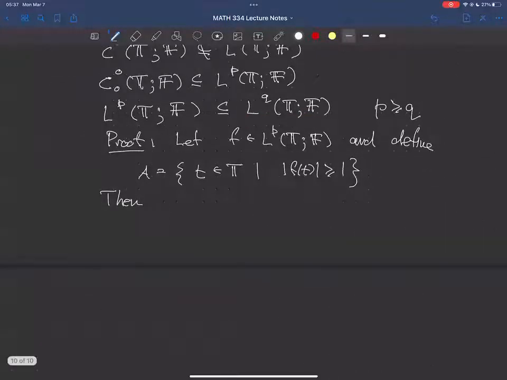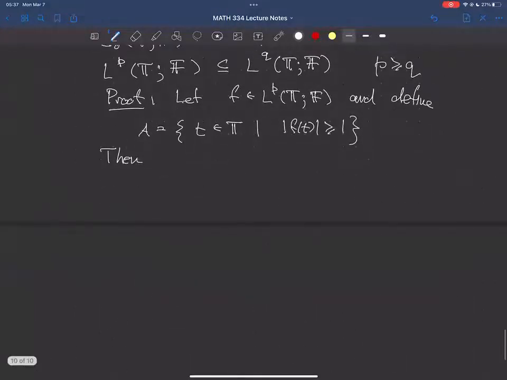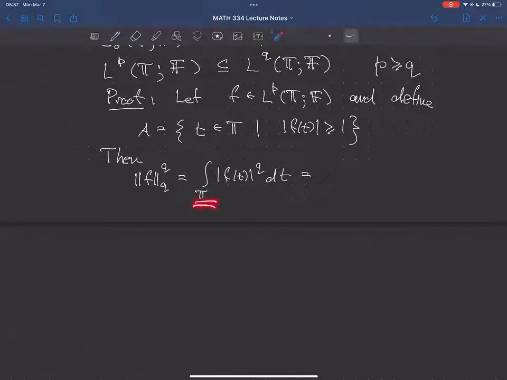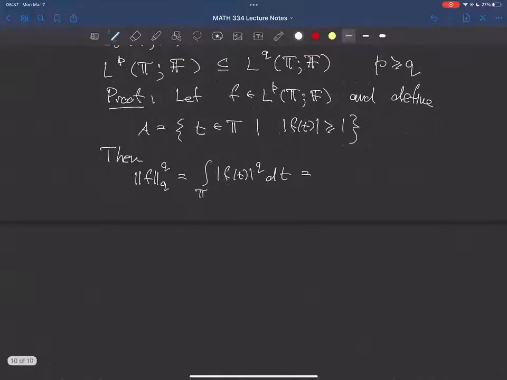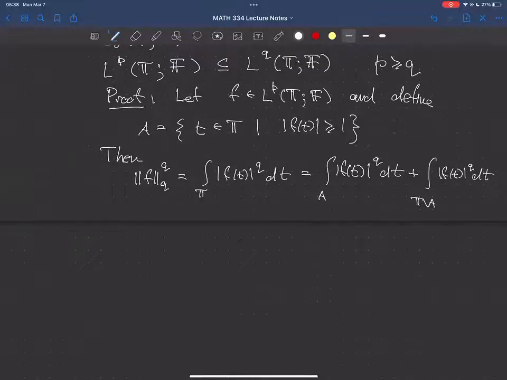So the Q norm of F, raised to the Q's power just to get rid of the root, is equal to the integral over T. Now I'm going to break this integral up into an integral over A and an integral over the complement of A. So it's the integral over A of F of T to the Q dt, plus the integral over the rest.